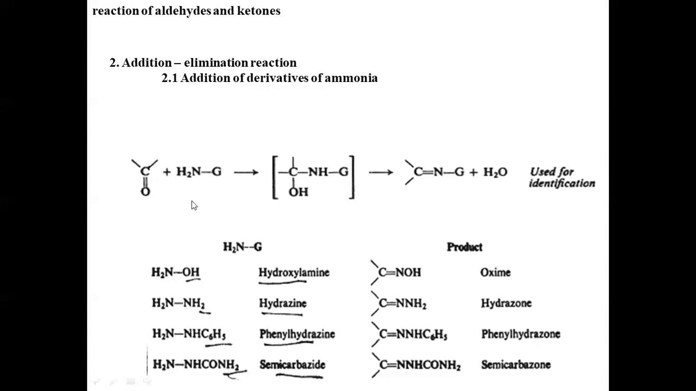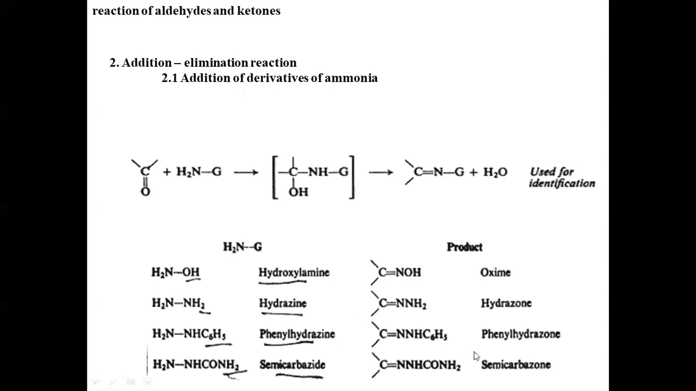So these derivatives of ammonia, when they react with the carbonyl group, first form a reaction intermediate. You can see in the reaction intermediate a bond has been formed between the nitrogen of ammonia and the carbonyl carbon, and the oxygen of the carbonyl group is protonated first. Then there is loss of hydrogen and OH from these two neighboring atoms, that is C and N, to form a double bond between them, with loss of a water molecule. So first addition will take place and then elimination of a water molecule. That's why this reaction is called an addition elimination reaction.